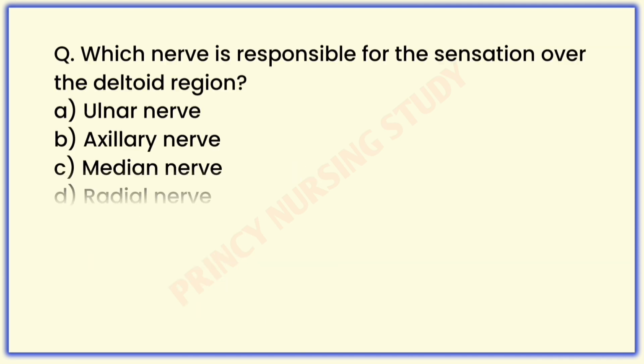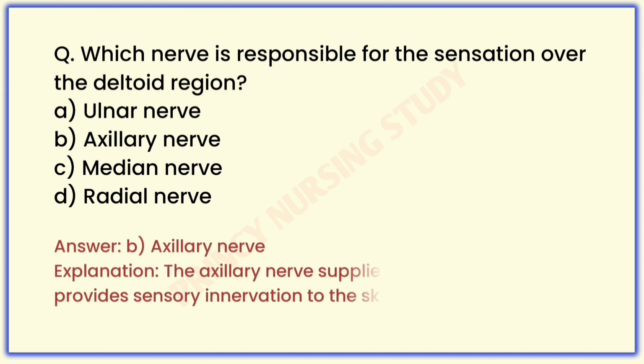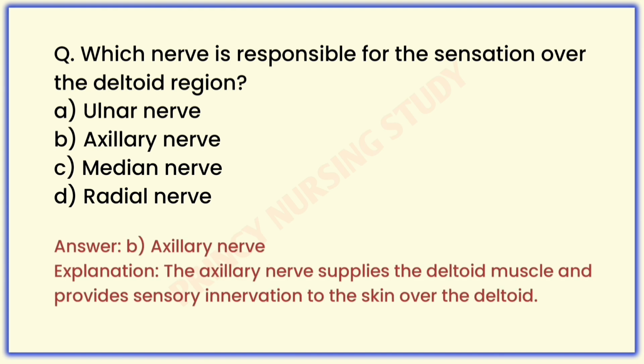Next question. Which nerve is responsible for the sensation over the deltoid region? Correct answer is B. Axillary nerve. The axillary nerve supplies the deltoid muscle and provides sensory innervation to the skin over the deltoid.